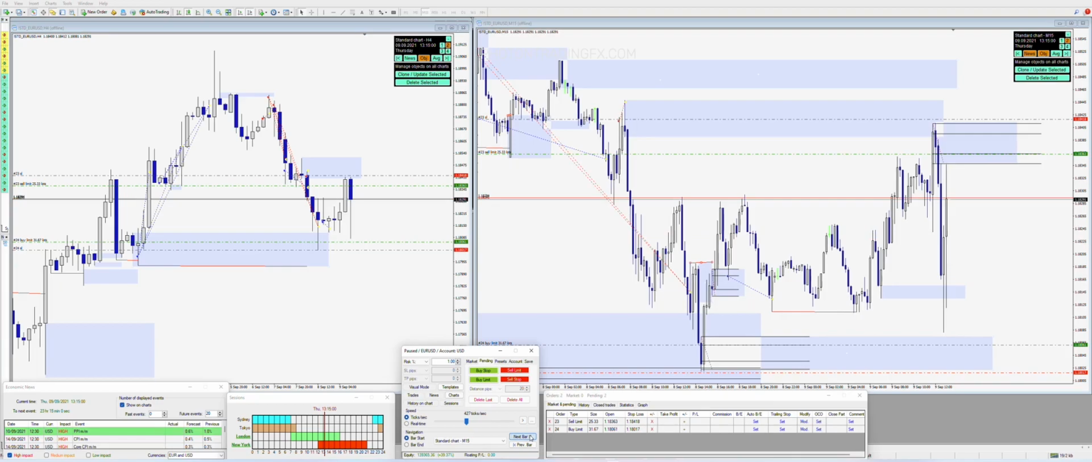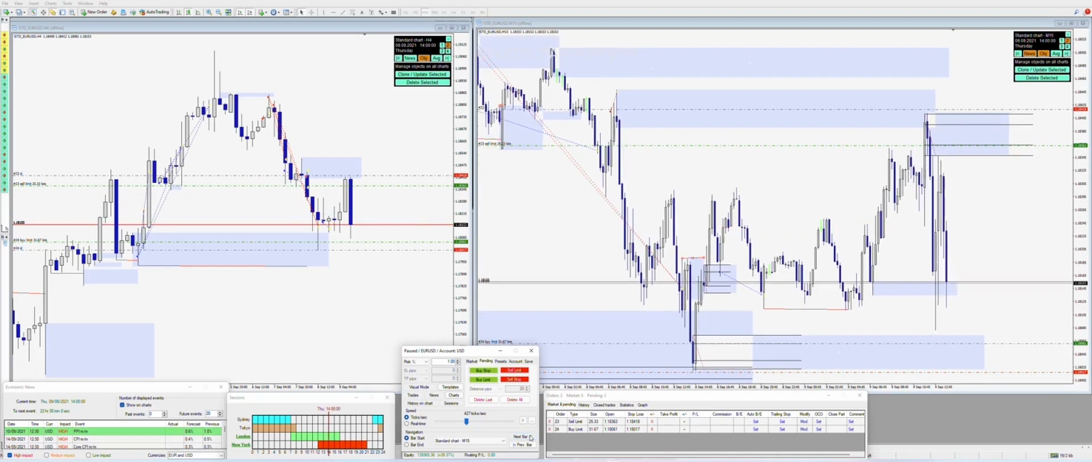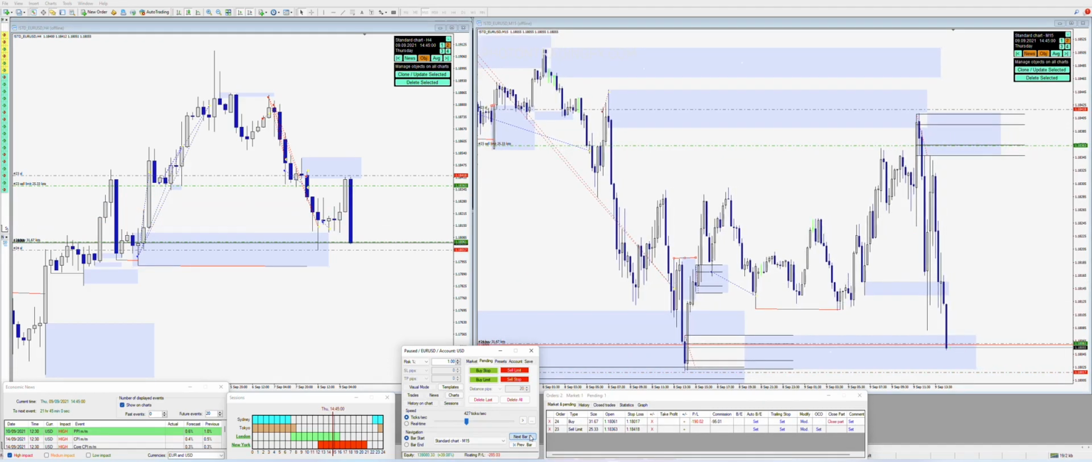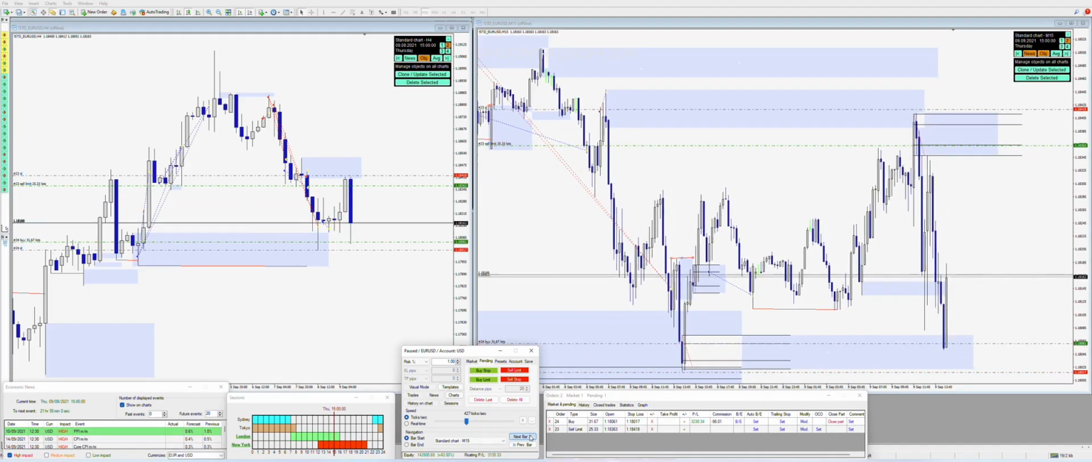Okay, so I didn't get tagged in. That's very, very messy now. Let's see. You know what? Let's leave them both there as a hedge. Okay, we're in the long. Decent reaction from that.